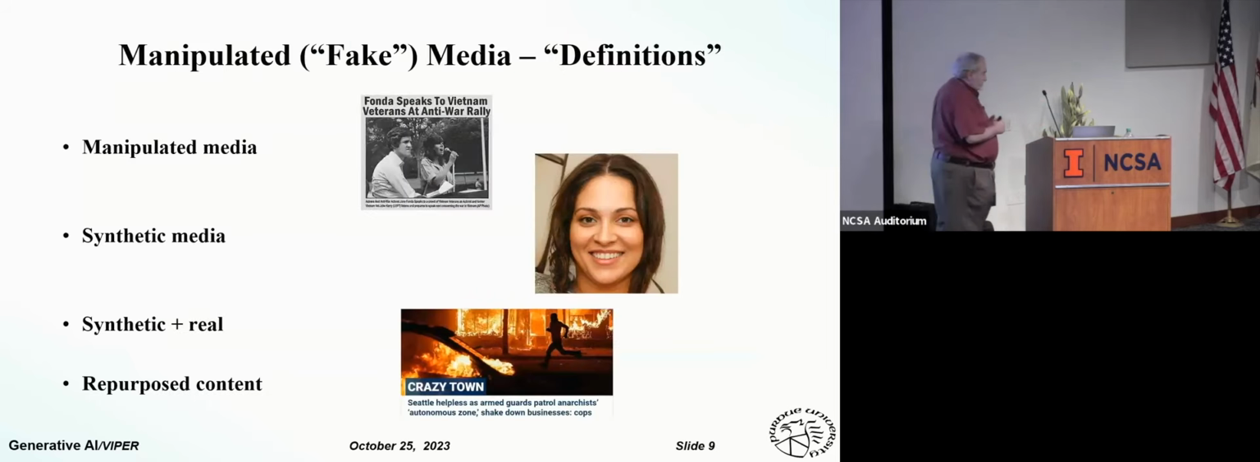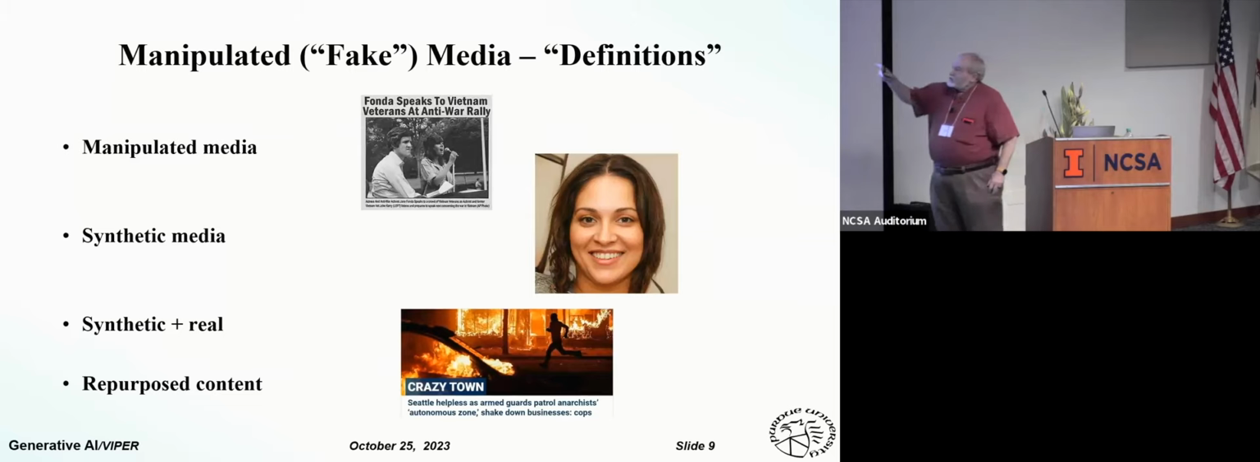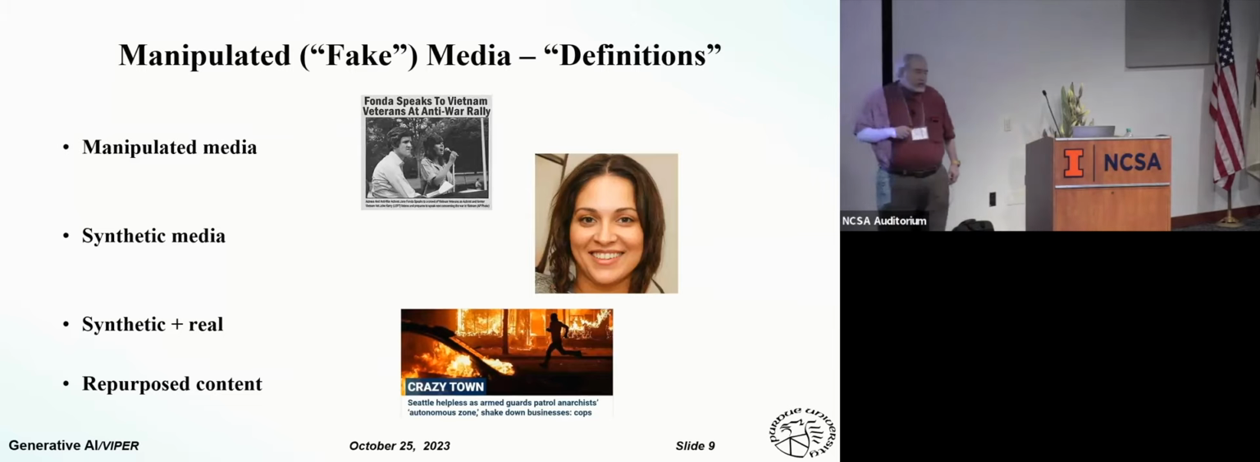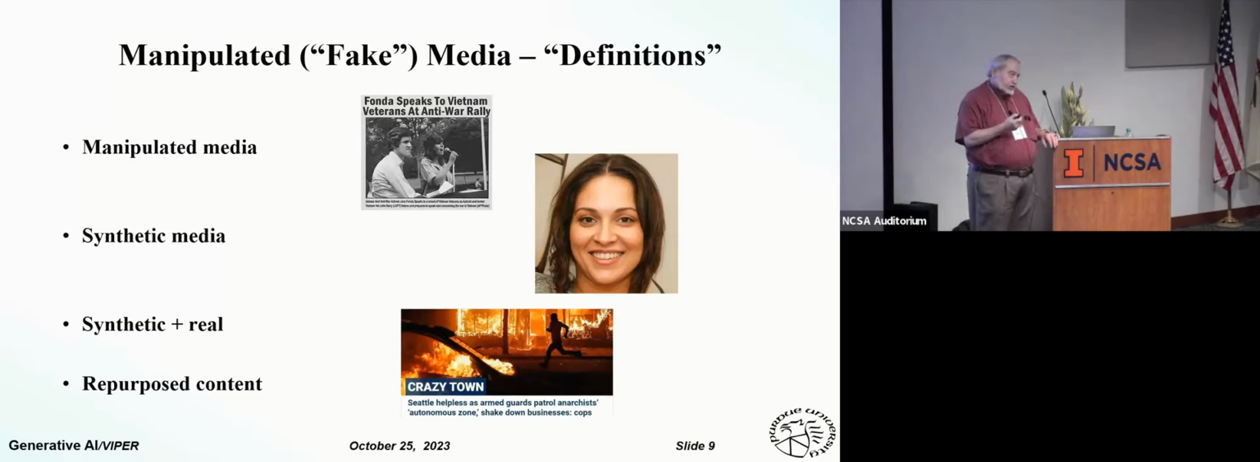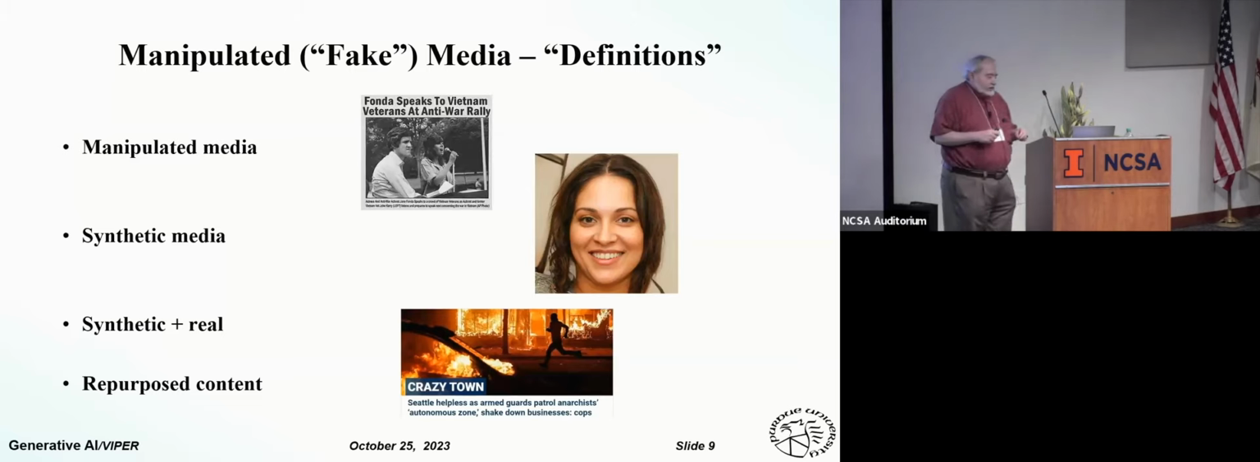So let's talk about sort of manipulated or fake definitions. So here's an example. This first picture over here is an example of a manipulated image. Okay, and this wasn't done digitally. So this is the actress Jane Fonda on the right, and on the left is John Kerry. Now, this image became widely disseminated when John Kerry was running for president back several presidential elections ago. This is a rally where Jane Fonda, this is probably 20 or 30 years ago, that purports to show Kerry sitting next to Jane Fonda.